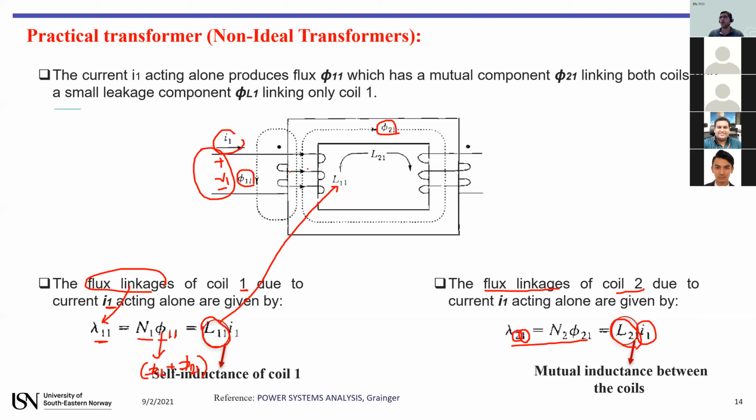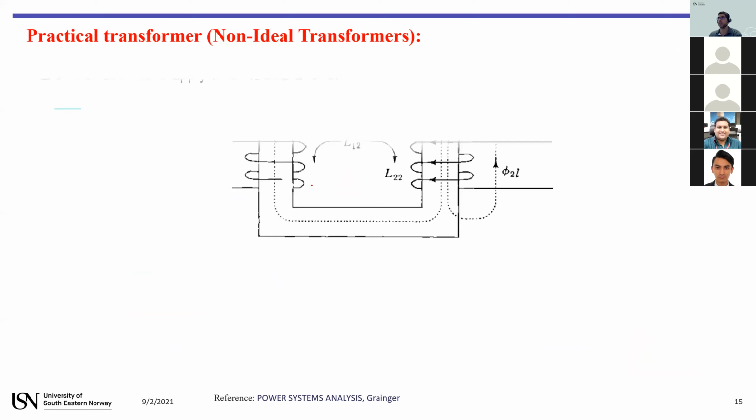So when you have a two-winding transformer and one of the windings is connected to a voltage source, we have current I1. If you have just one voltage and one current, we have two inductances. One is self-inductance, related to just the first winding. Another one is mutual inductance, which is related to both windings. So we have the same thing for the second winding.